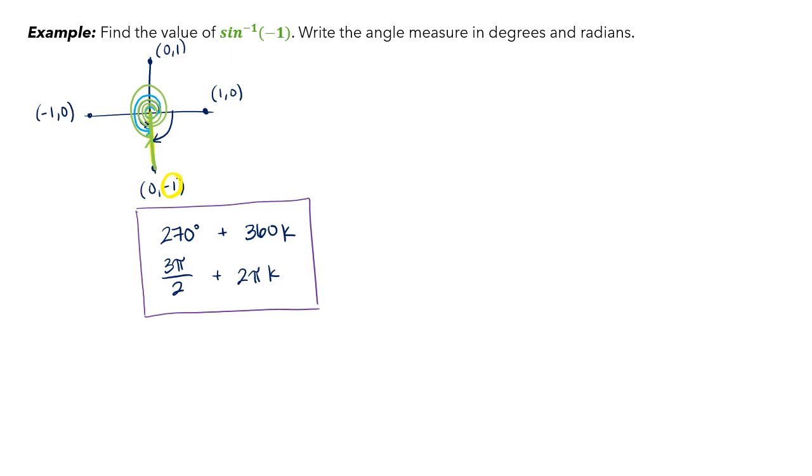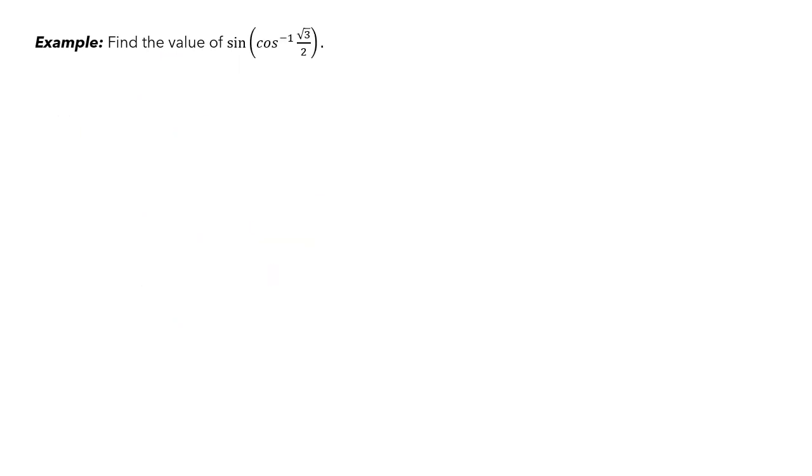Okay, let's make things a little bit more challenging. Find the value of sine of inverse cosine of root 3 over 2. This is a composition function. So this is almost the exact same thing as if we were to say f of g of root 3 over 2.